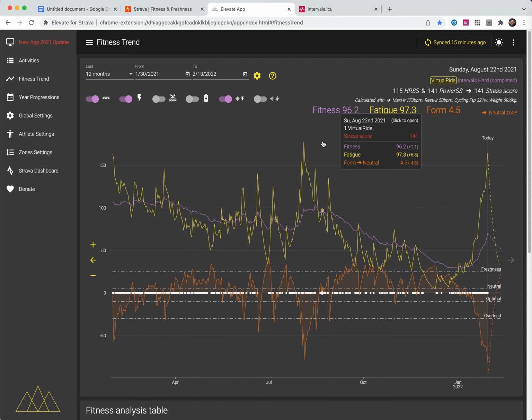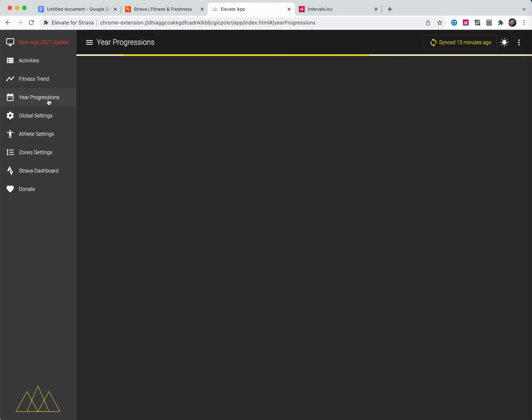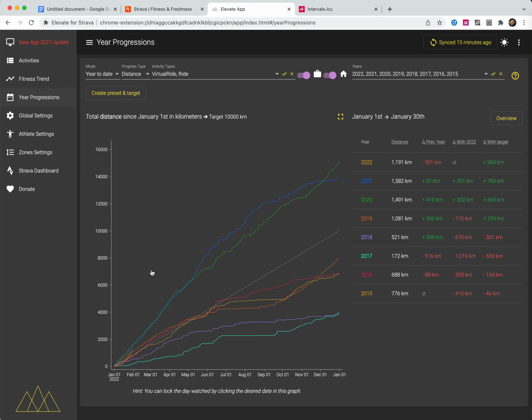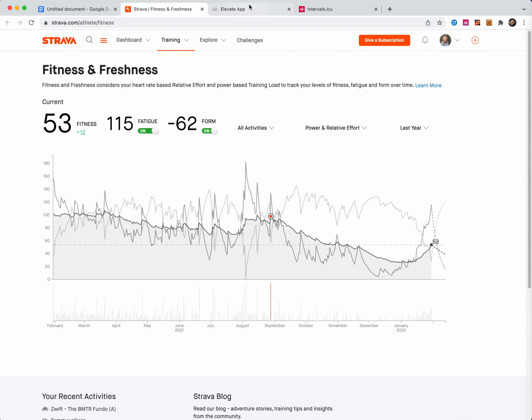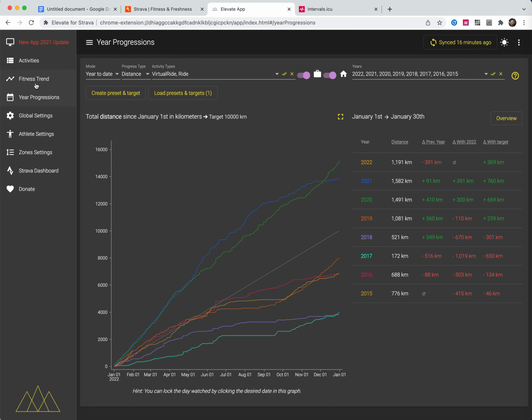And there's a couple of other nice things with the Elevate plugin, like year progressions. You can see how much training you've been doing, like, here we go, how many kilometers I put in at different points of the year as things have progressed, and a kilometer goal, whatever, play around with it. First, it's free, and it's much better than the Strava Fitness and Freshness feature.